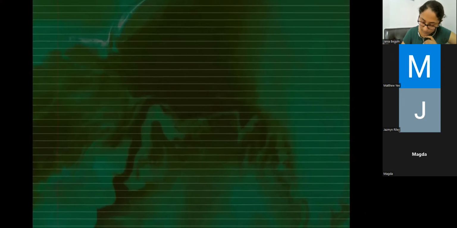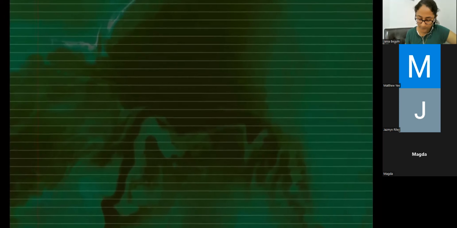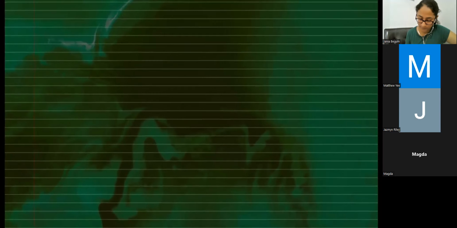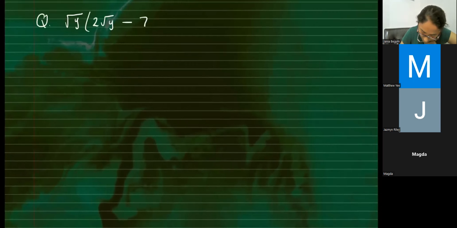Can we do it's like multiply and simplify. It's radical y times parentheses 2 radical y minus 7 over radical y, close parentheses. Okay, so we're going to simplify this.